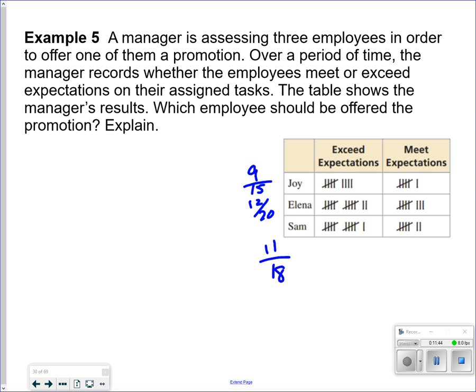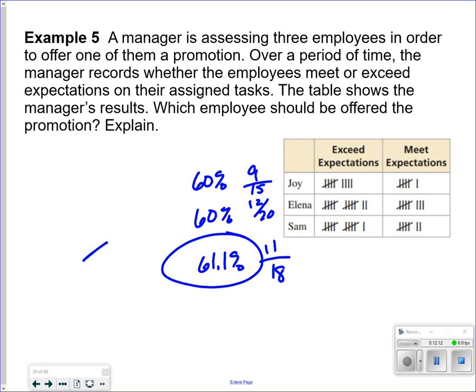So find each one of them, exceeds versus evaluations. So 9 out of 15 has a 60% exceeds to evaluations. Elena also has a 60% exceeds to evaluations. And so then when I look at Sam, he's got a 61.1% exceeds to evaluations, and therefore Sam is the person who should be offered the promotion because he has the best chance of exceeding expectations based on those evaluations.